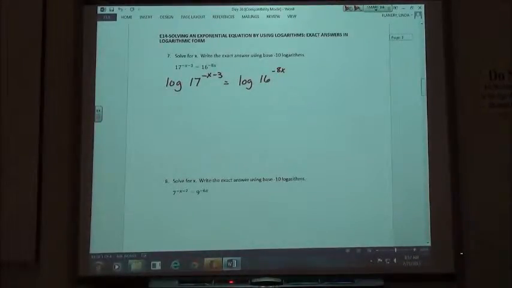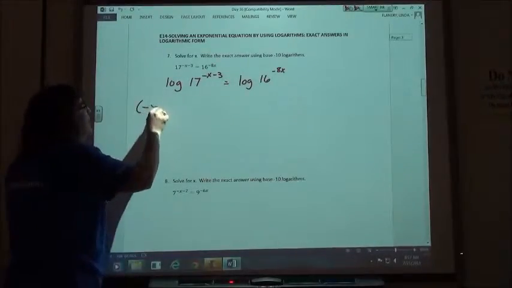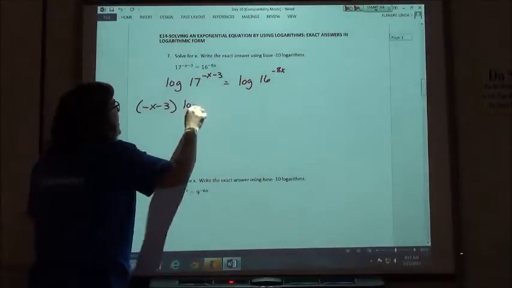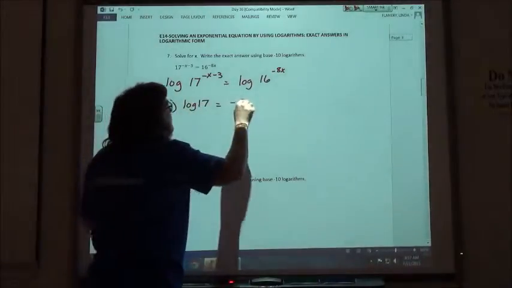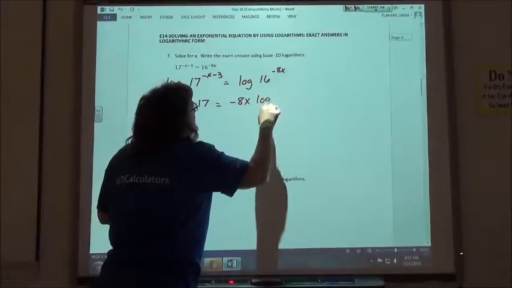Now that it's in logarithmic form, we can move our exponents out in front on both sides. So we would have negative x minus 3 times the log of 17 equals negative 8x times the log of 16.